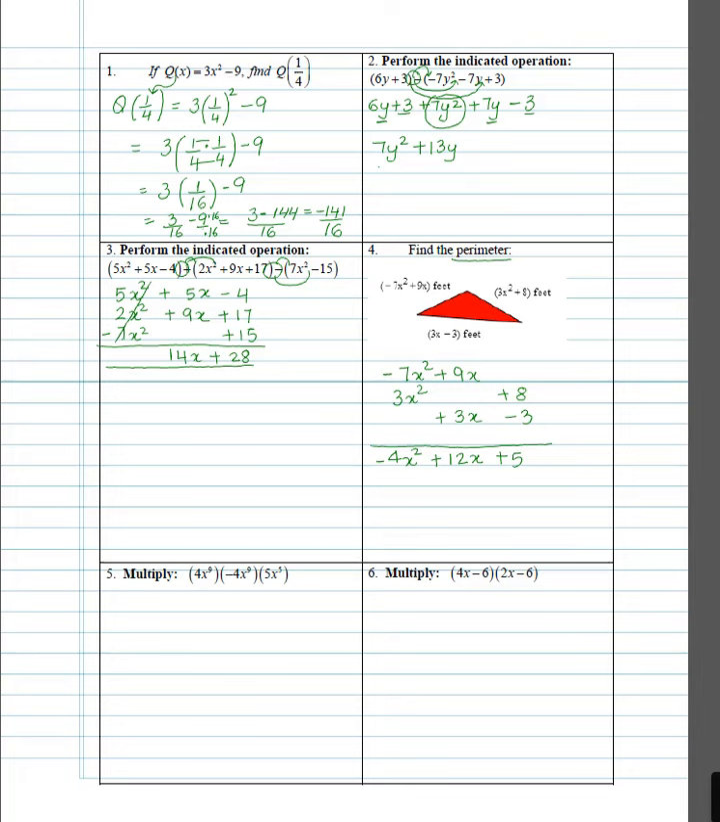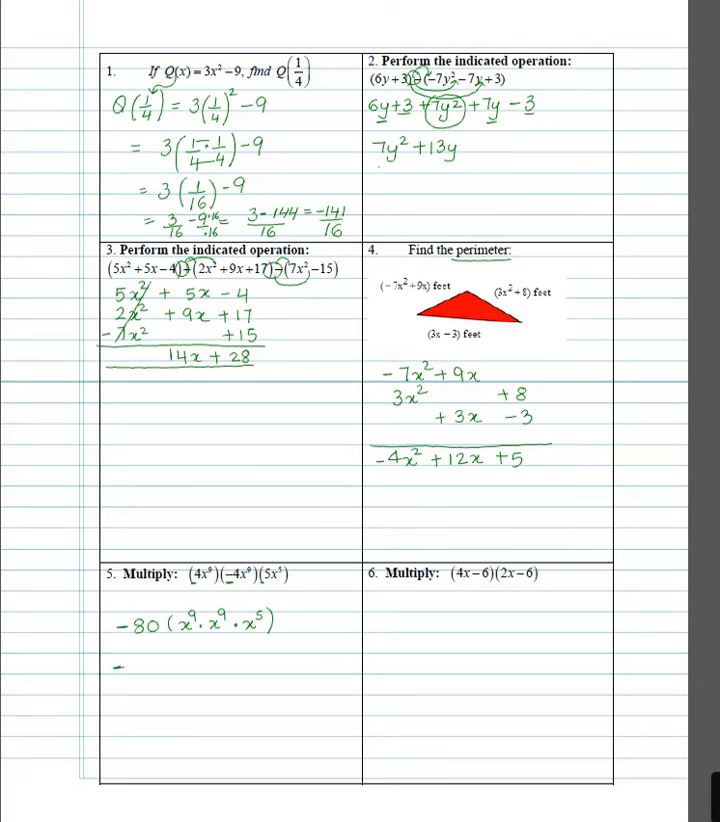So what I would like to do is take my numbers first, negative 4, positive 4, and 5. 4 times negative 4 is negative 16. Negative 16 times 5 is negative 80. I repeat, 4 times negative 4 times 5 is negative 80. Now coming to the x's, I am going to rewrite them so you can see exactly what is happening.